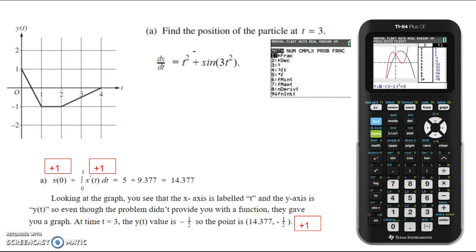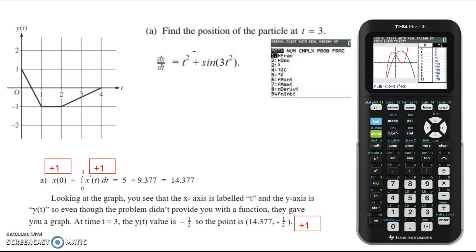For this problem, it is important that you notice that they gave you an equation for dx/dt, which was dx/dt equals t squared plus sine of 3t squared. Next, it's very important that you took notice of the axis labels for the graph. Without noticing that, you would not have been able to do this problem completely because you would have never found the y of t for this problem, so read the axes carefully. This problem was awarded 3 points.